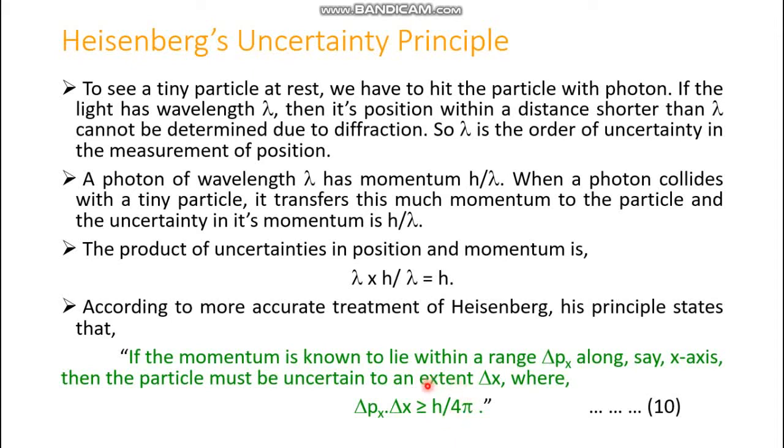That means this is the minimum amount of uncertainty. It may be greater than that. So this is equation number 10, and this is the mathematical form of the Heisenberg's uncertainty principle.